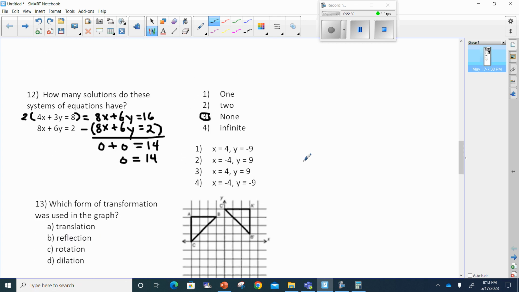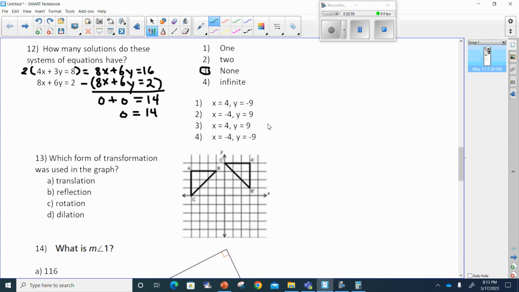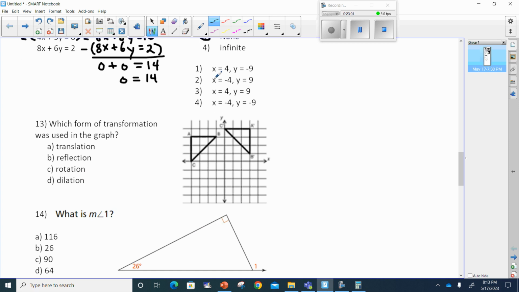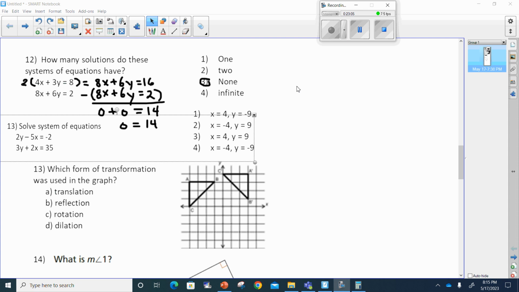Let's see. We're looking for how many solutions these systems of equations have. I guess we're looking for, I don't know where this is coming from. I'll have to check that really quick. It looks like I found the missing problem here, which fortunately means we've got two number 13s. I'm going to have to double check your finals now. But let's solve this system of equations. When I solve this, I'm going to put it over here to give me some room.